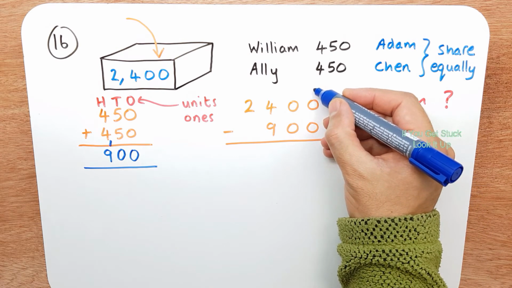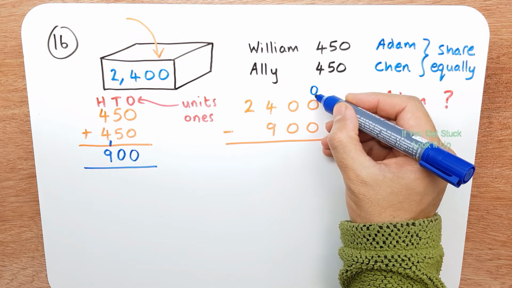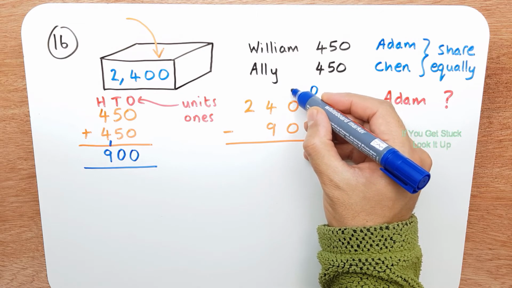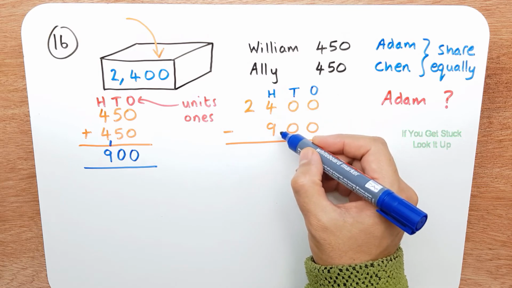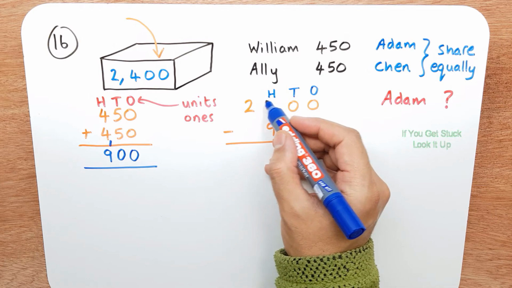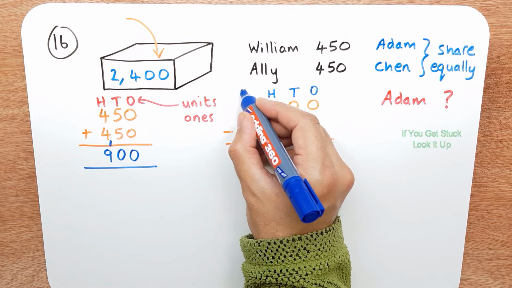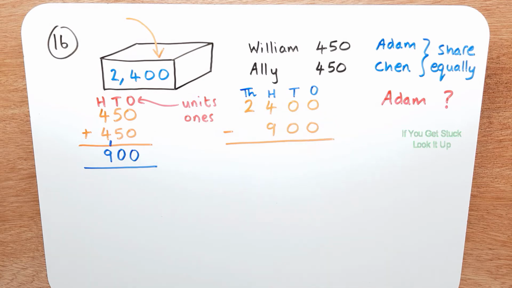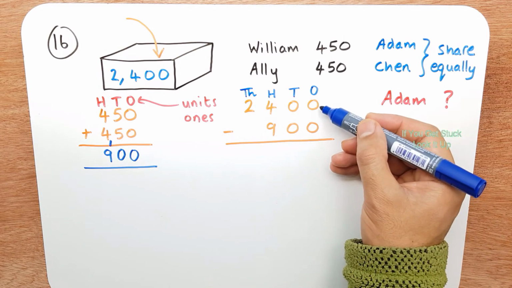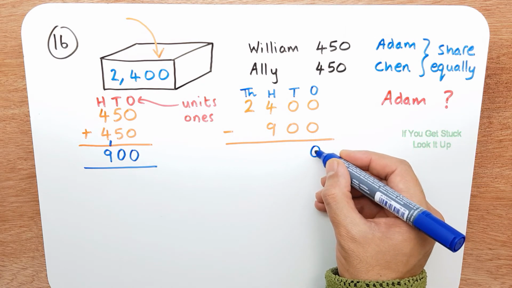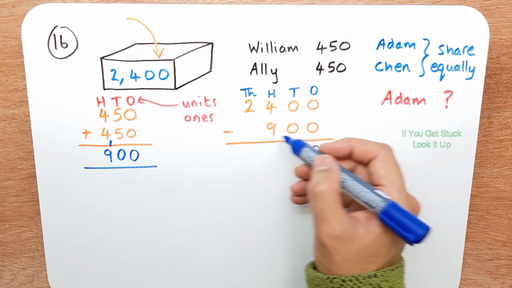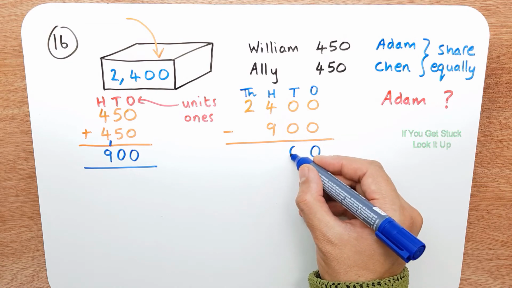So this here is our ones column or units column. This is our tens column. This here is our hundreds column. And our last column is our thousands column. Okay, so let's go ahead and do this. 0 take away 0 is 0. 0 take away 0 is 0.